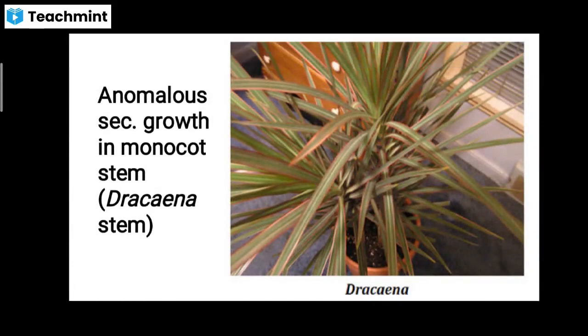Welcome all of you. Today we discuss the next example in anomalous secondary growth, that is Dracaena. The Dracaena plant comes under the monocot group. You can observe the leaves of this Dracaena. You can see this PPT.